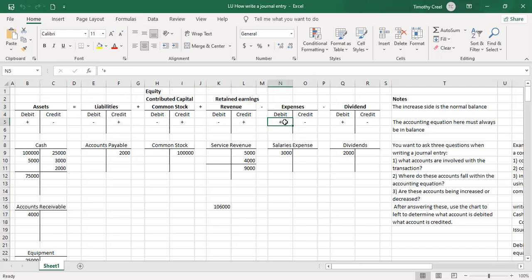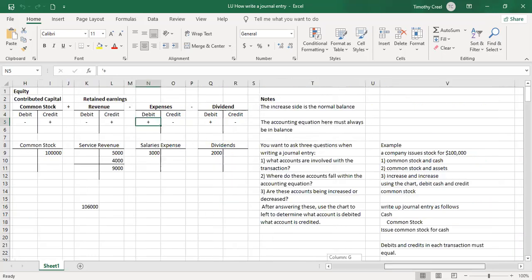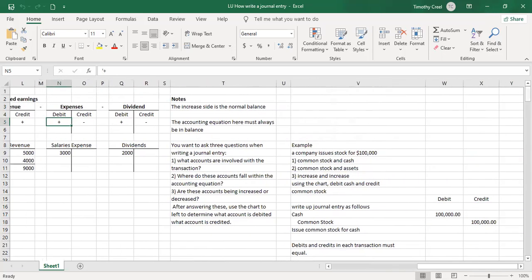Now, here's kind of a clue here. Here's something to very much help you. If you bring in cash, you're increasing cash, which means you're going to debit cash. You pay out cash, you're decreasing cash, which means you're going to credit cash. Anytime you recognize a revenue, you credit the revenue. Anytime you recognize an expense, you debit the expense. These are some things that can be helpful to you with some of these problems.